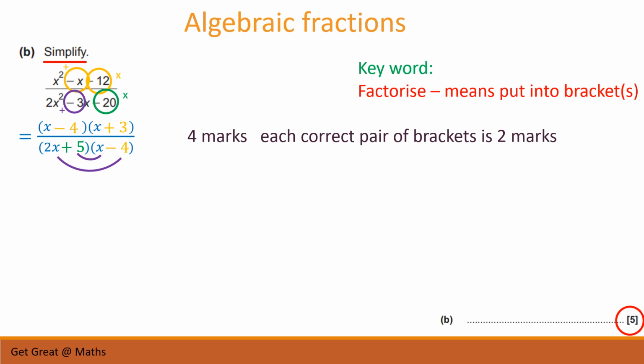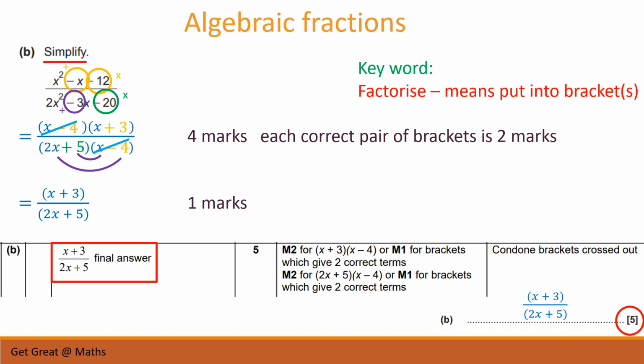So it does work. Now I've got to look at the brackets I've got and see what will cancel to be able to simplify my answer. So that was the key word in the question, simplify. If you see here, I've got two x minus 4s. These will cancel, leaving me with x plus 3 over 2x plus 5 for 1 mark, which is the total of the 5 marks.